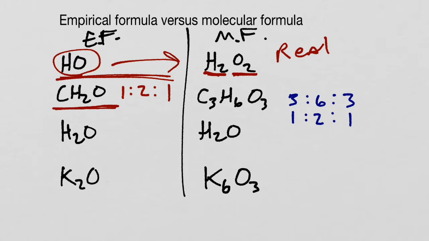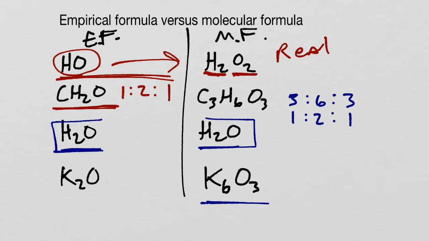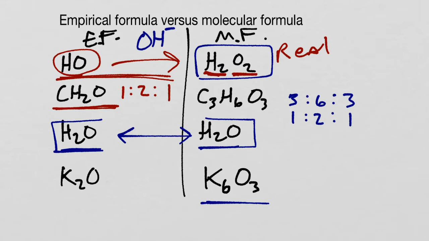The empirical formula is the smallest ratio that reflects the molecule. It's the lowest number. Basically it's the reduced form of the molecular formula. But in some cases, like water, the molecular formula and the empirical formula are identical. And that could be true. I mean, there actually is a molecule that is OH. It just isn't a stable molecule like H2O2. So empirical formulas can look like molecular formulas, and water is an example of that.